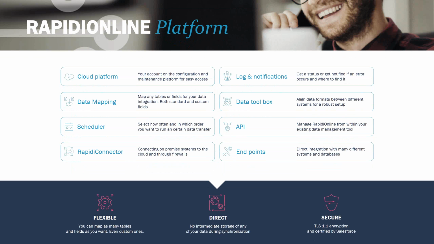If we look at the RAPIDIONLINE platform itself, as I mentioned already, it sits in the cloud. We have the possibility to do data mapping, which is basically choosing which tables and fields you want to integrate between the two systems. We have a scheduler, which we use to define how frequently we want to synchronize the data. You can have as many schedules and as many mappings as you want, and you can set different rules for the different schedules, which means that you can set up a specific schedule for your data so you have the right data update frequency that matches your business process.